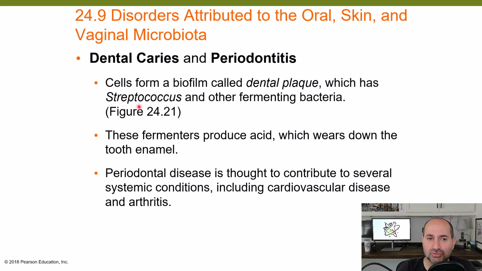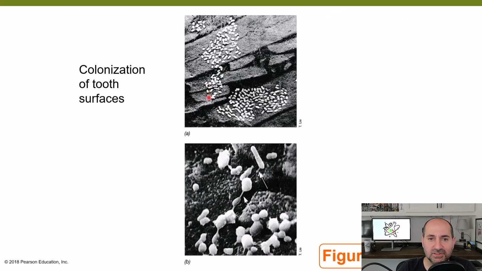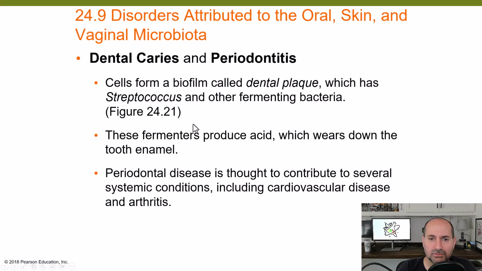Remember, it's mainly Streptococcus mutans that's able to attach to the tooth surface. In fact, here you can see some of these Streptococcus and other bacteria colonizing the tooth surface. And once there, they produce this plaque through quorum sensing. At that point, these fermenters produce acid, right? They're producing lactic acid and other types of acids. And those acids are wearing down the tooth enamel, causing cavities to form on the tooth.